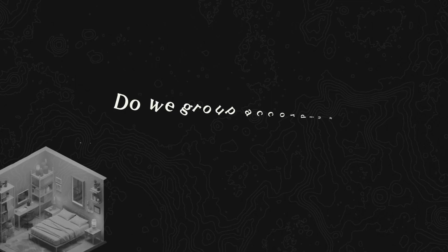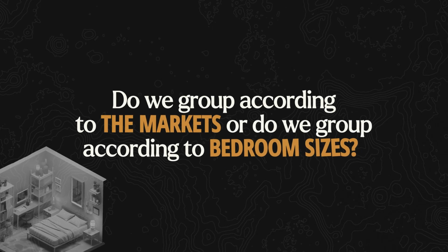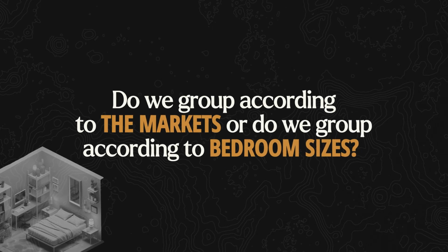Now, imagine that you have a portfolio where you are in 3 different markets: market A, market B, market C. But you also have a wide range of bedroom sizes, right? So you have some 1 beds, some studios, but you also have some 4 beds, some 5 beds, some 6 beds. Now, the question becomes, do we group according to the market or do we group according to bedroom size? Well, with subgroups, you can do both.